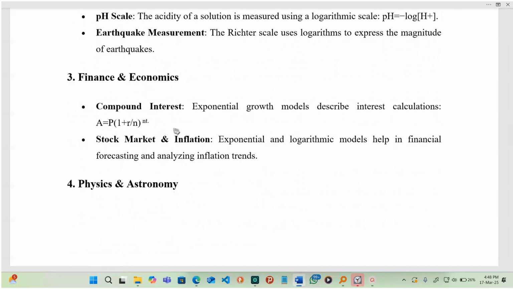In finance and economics, we use compound interest and exponential growth models. Here, of course, in compound interest, we have an exponential growth model. So this describes the interest calculations. Then in stock market and inflation, the exponential and logarithmic models help in financial forecasting and analyzing inflation trends.